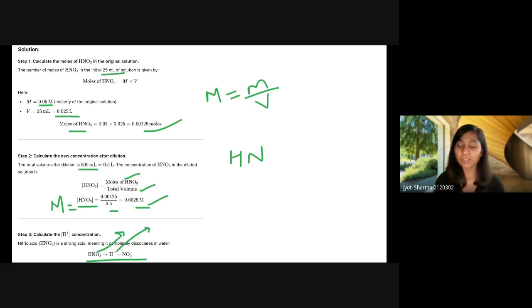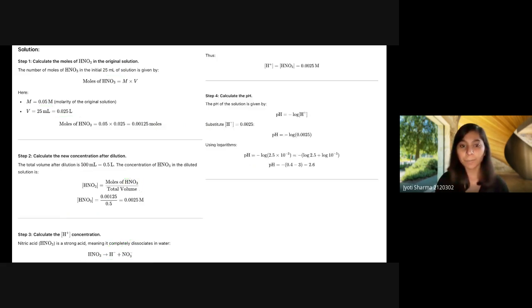And if you know the H plus ion concentration, then you are nearly there to calculate the pH, because pH is nothing but the minus log of H plus ion, right? Let me show you. Because it is a strong acid, whatever the concentration of nitric acid we had will be equal to the concentration of H plus ion. So this will be 0.0025 molarity as we calculated here. Then pH is equal to minus log of H plus ion, and we put the value 0.0025. We do some calculation, and we can calculate that pH will be 2.6.